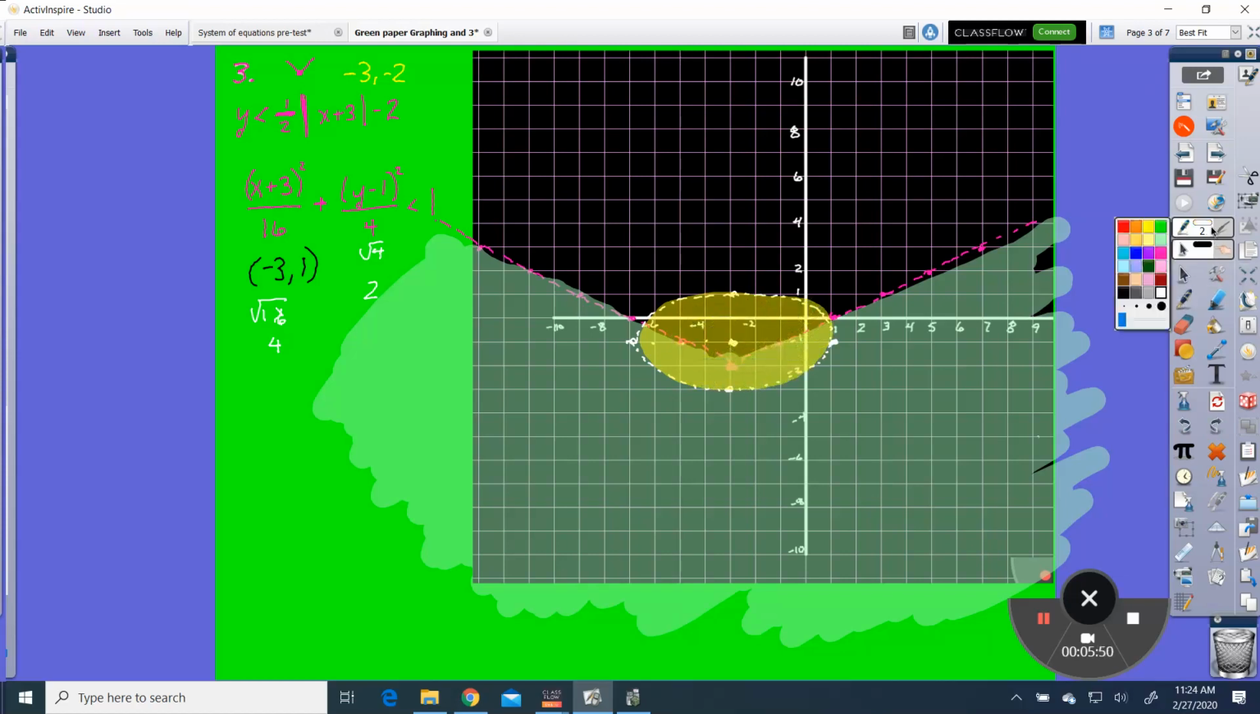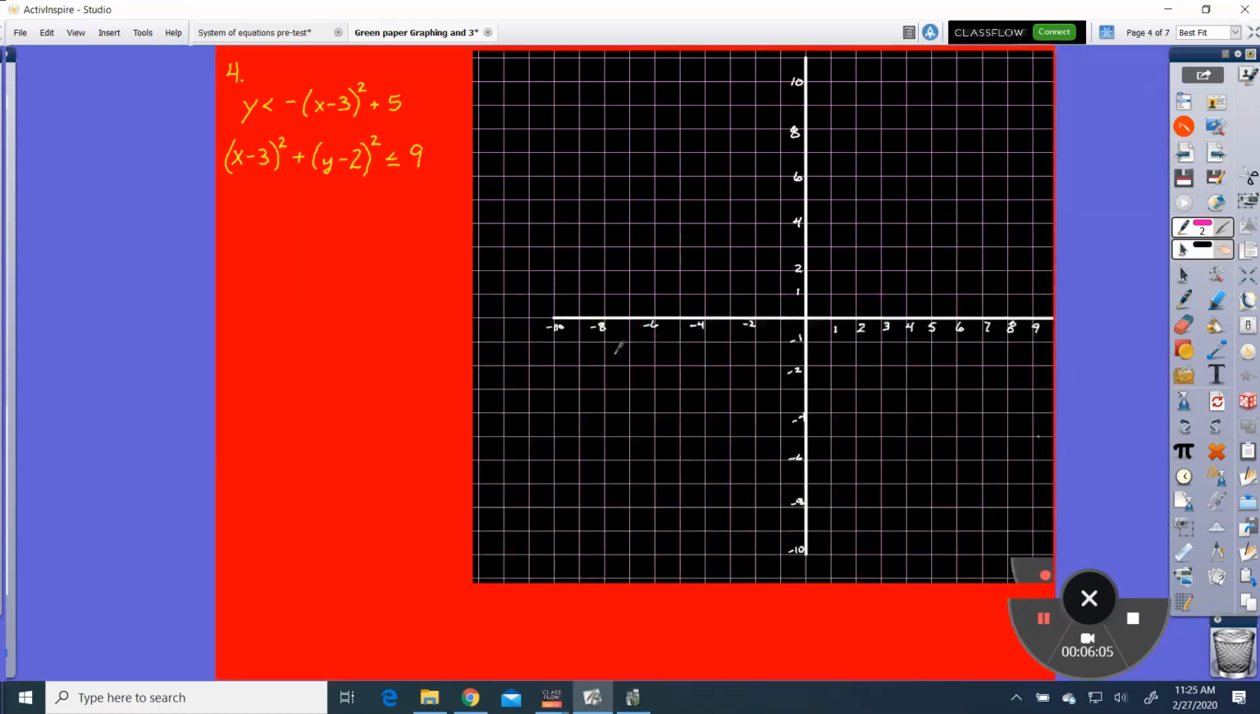So the only place where they intersect is in this area. So that's my answer. Okay, that was question 3.